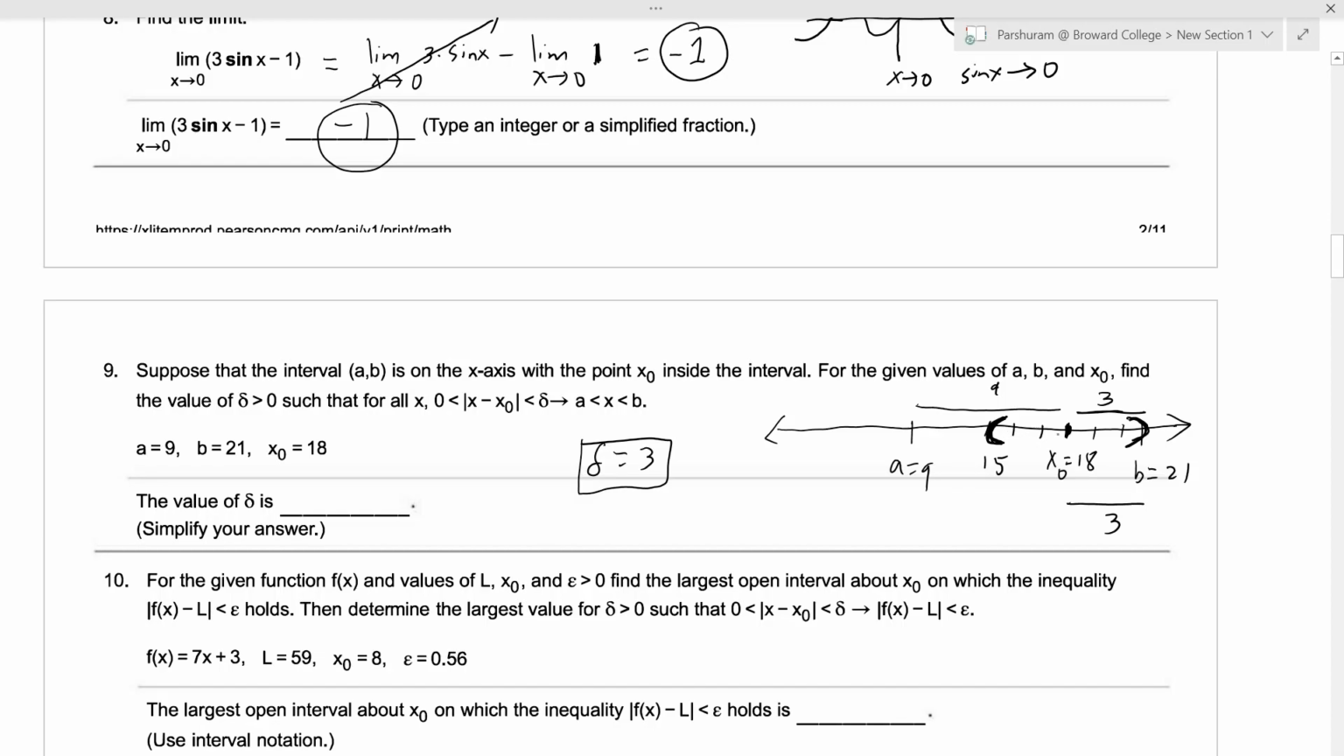No matter wherever I go from 15 to 21, the difference between that point and x0 would always be less than 3, and that point would always be inside from 9 to 21. That's what they are saying. We want to make sure that for that delta, the difference between any point inside this interval and x0 would be less than delta, which is 3, and that point x, whatever I'm picking, is in between 9 and 21.